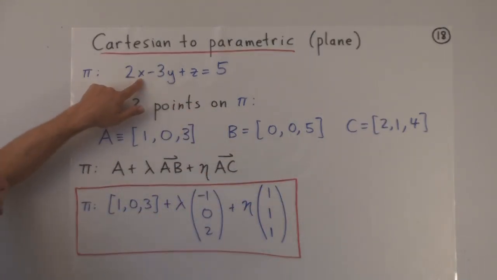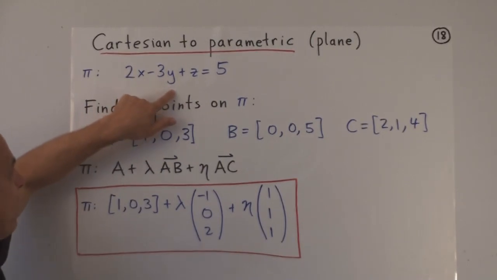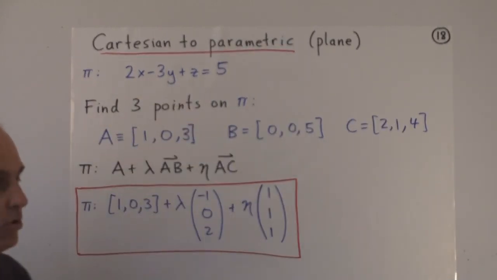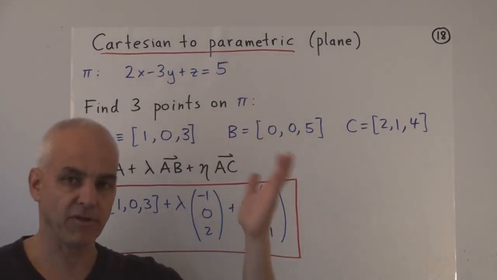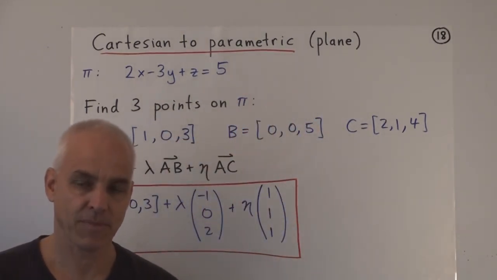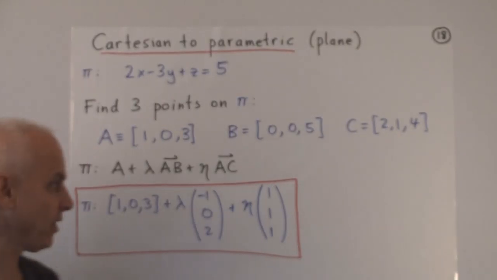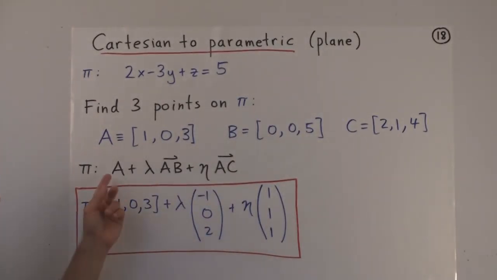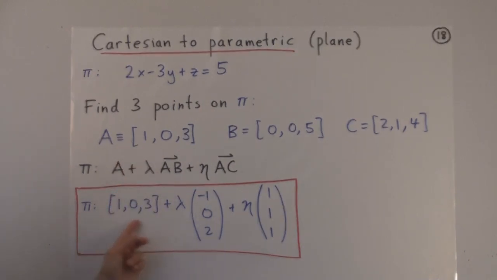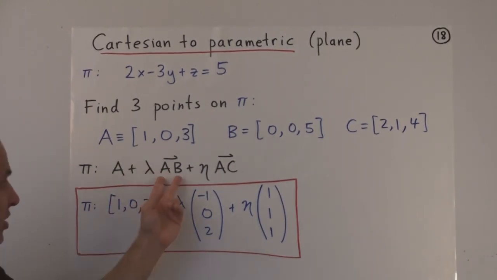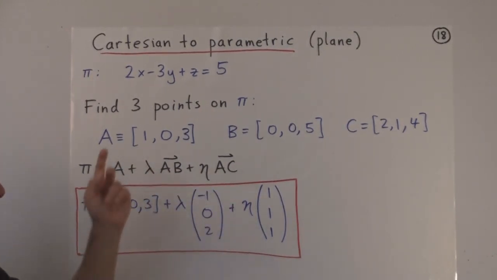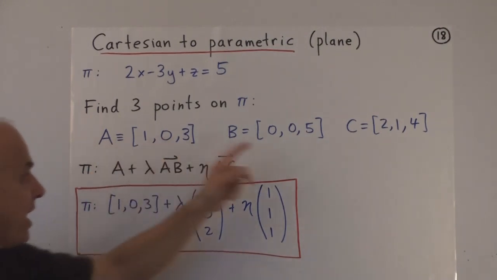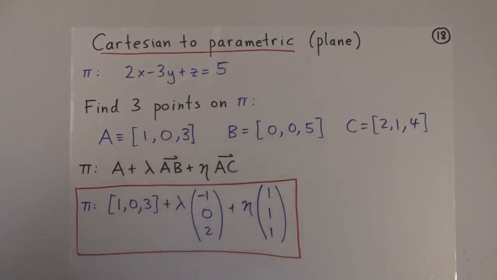If we let x and y be 0, then z is 5. If we let x be 2 and y be 1, for example, and that would be 4 minus 3, that's 1, then z has to be 4. Okay, so there's 3 out of billions of points you could have chosen. And once you have the 3 points, you just write down the parametric equation of the plane in terms of one of the points, say point A, plus the 2 vectors formed by, say, AB and AC. You can also use BC.